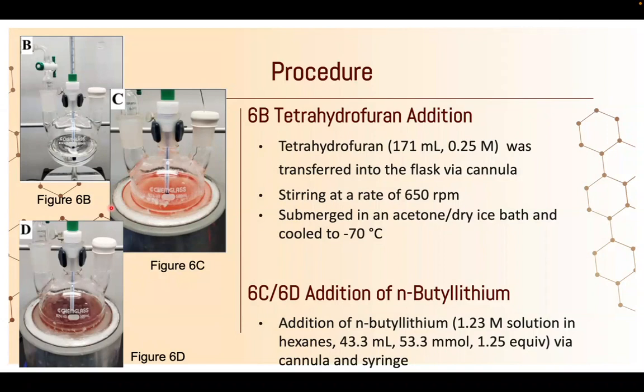Then 43.3 milliliters of N-butyllithium is added via cannula for safety and syringe pump with a 60 milliliter syringe over a span of 20 minutes. The internal reaction temperature initially reaches -50 degrees Celsius, and then about halfway through the addition, the reaction turns a light pink color. And that's this light pink color here in image C. Following the completion of N-butyllithium addition, the internal reaction temperature now reaches -60 degrees Celsius, and the reaction is maroon in color, as can be seen in the image down below.